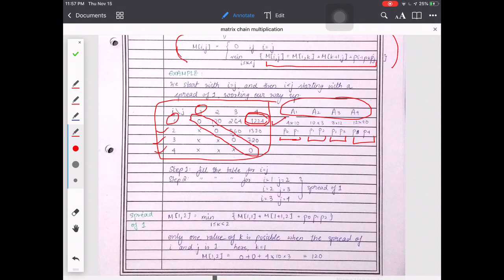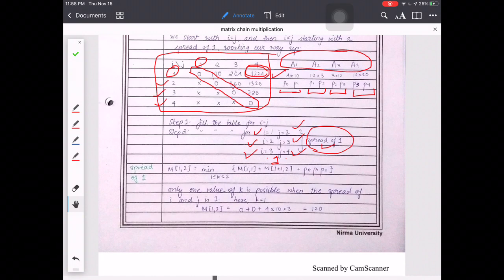Next, we would fill the table for a spread of 1. Now what this means is that we would fill the values when i is equal to 1, j is equal to 2, when i is equal to 2, j is 3, when i is 3 and j is 4, that is, when the difference of i and j is 1. That is what the spread of 1 means, right?